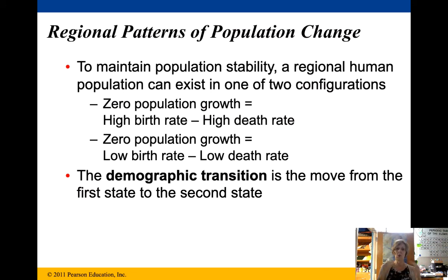So in order to maintain population stability, there's two things that you can do. To get zero population growth rate, you can either have a high birth rate, but also a high death rate, right? So if you take your birth rate minus your death rate, if those are the same, then you would have zero population growth. Another way that you could have zero population growth is to have a low birth rate and also a low death rate, and that would give you zero population growth.